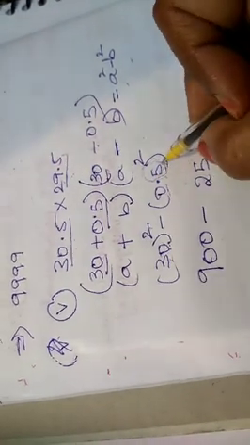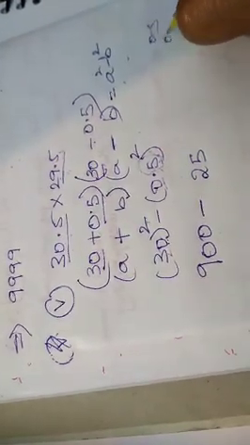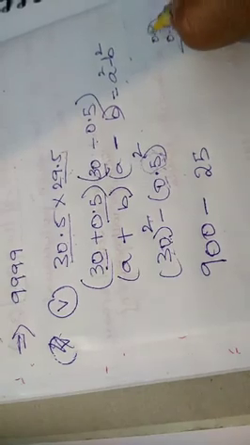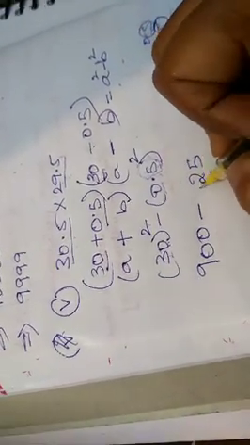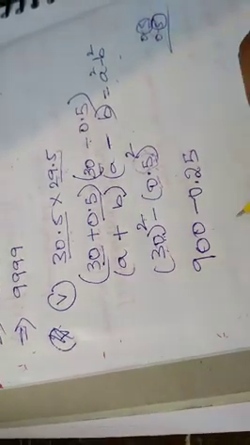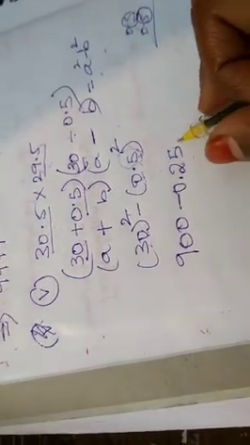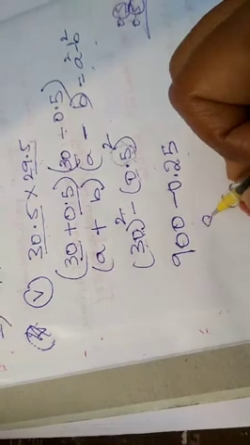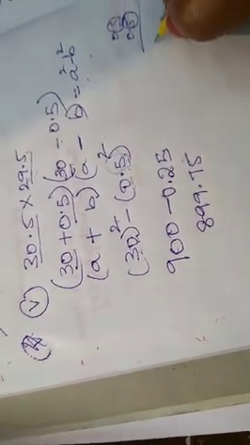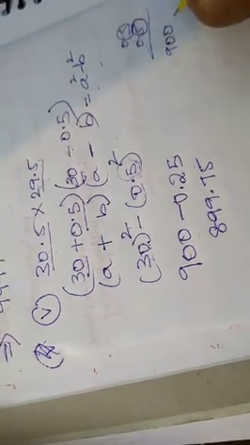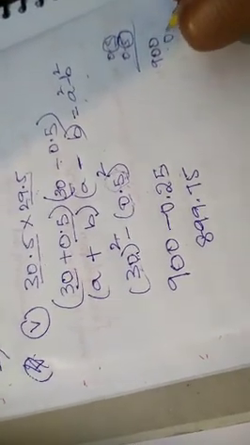Now see here, 0.5 into 0.5. After the decimal, how many digits do you have here? 1 and here 1. 2 digits. So before 2 digits, you should put the point. So 900 minus 0.25, right? It gives you 899.75. If you have doubt, you can subtract like this: 900, and here it is 0.25.